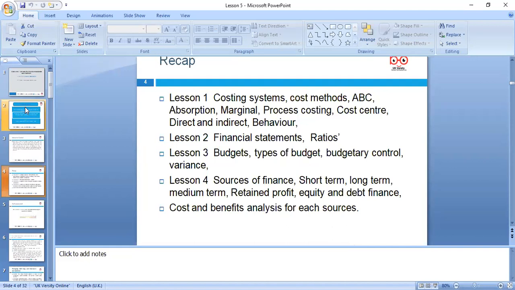Lesson 2, we discussed financial statements and ratios. We discussed 4 types of ratio: liquidity, profitability, use of resources, and gearing ratio. And lesson 3, we discussed different types of budget, and we said, to make a budget, the sales forecast is the first crucial thing. And lesson 4, we discussed short-term, medium-term, and long-term sources of finance.